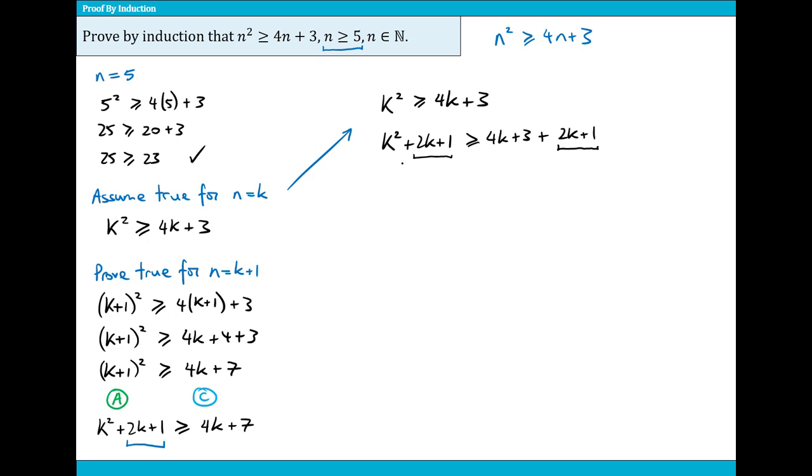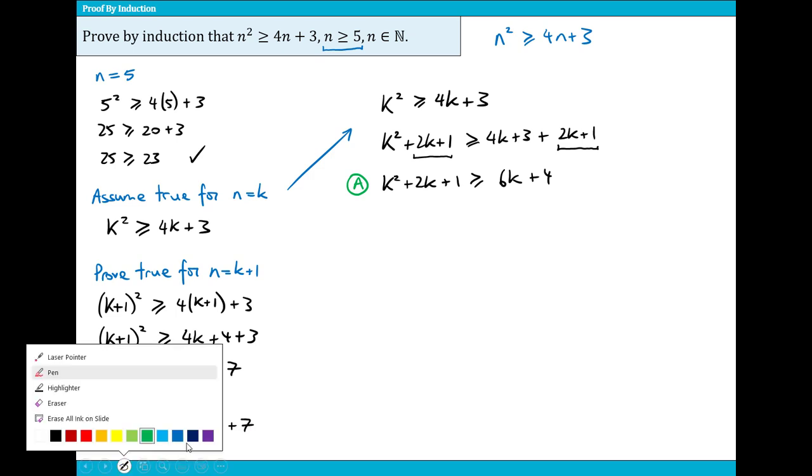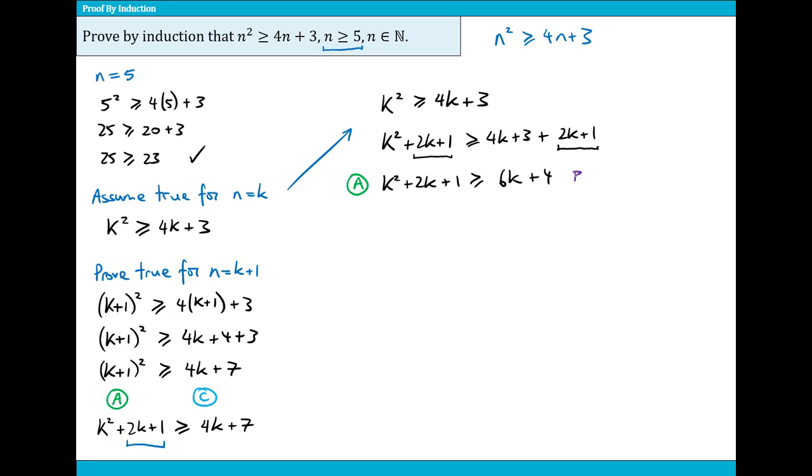So what I have now is, I'm going to tidy this up. I have k squared plus 2k plus 1 is greater than or equal to 4k plus 2k is 6k, 3 plus 1 is 4. Now, again, going back to my colors, this was the assumption, and the left-hand side of the assumption now looks like the left-hand side of what I'm trying to prove. k squared plus 2k plus 1 is greater than or equal to 4k plus 7. The right-hand side I'm going to call b.